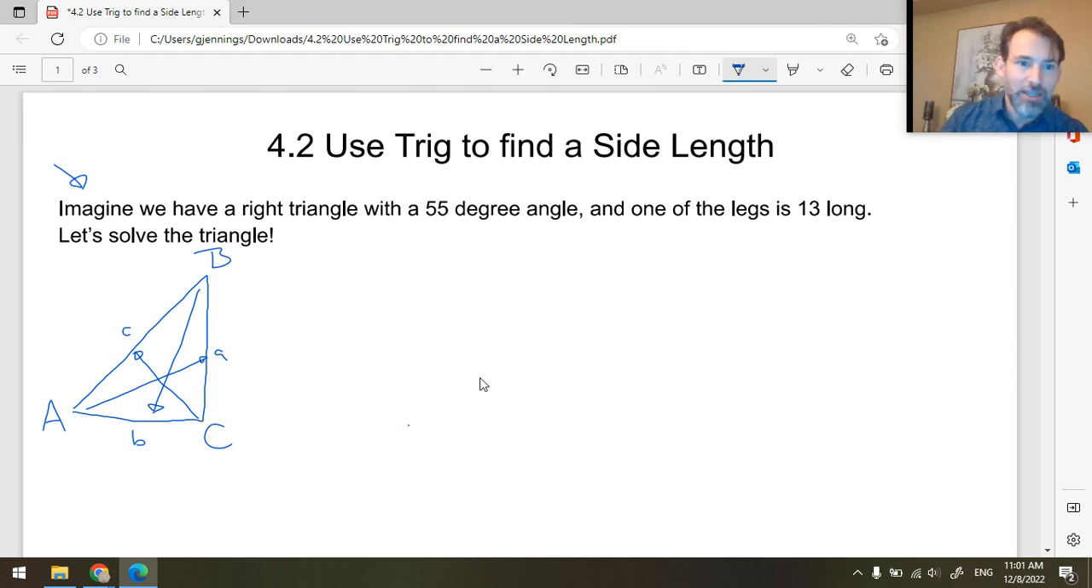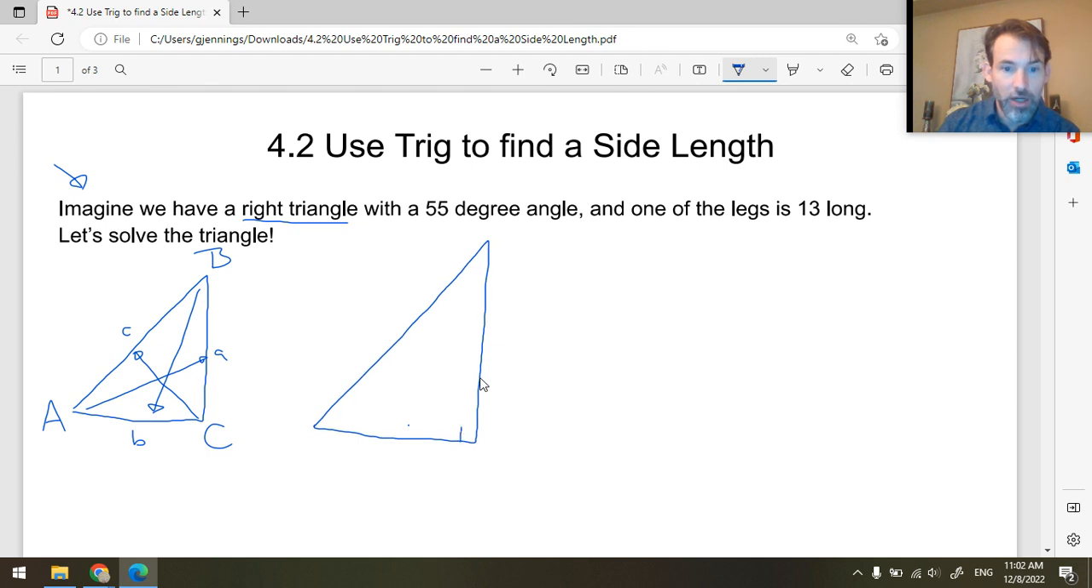Okay, but now in this case, we have a right triangle. So we want to draw a diagram. This is our first step with all of these problems. Use the whiteboards, use lots of paper, make big diagrams. Okay, so we're going to make a right triangle here. And it's a right triangle, so label your right angle. And then we have a 55-degree angle in it. So I'm going to say that's about 55 degrees. Oh, and one of the legs is 13 long. It's 13 units long. And the legs, not the hypotenuse. So let's say this one is 13 long.